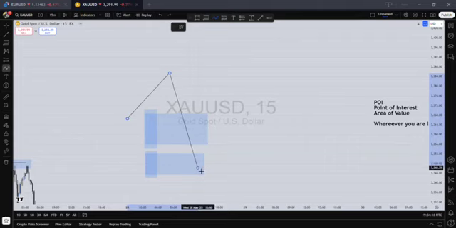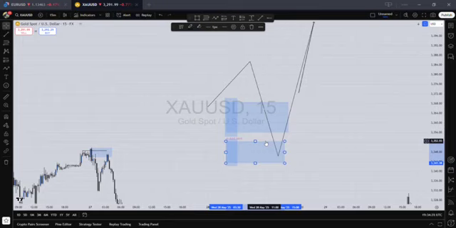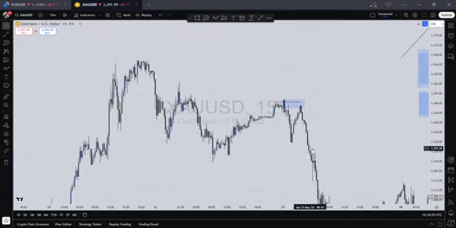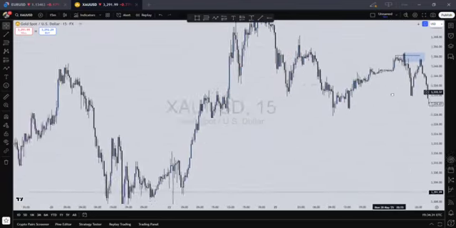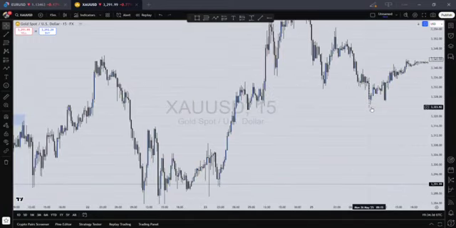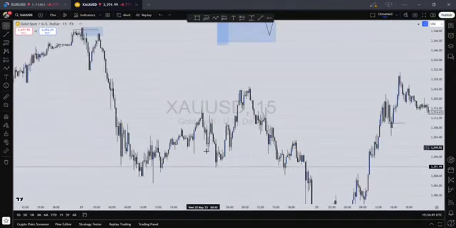This is where you should look at. This second one is the one you should look at first. Let me show you guys what I mean. If there is no inducement, there's no engineered liquidity, and there are two fair value gaps like that, and you don't know which one to pick, go for the lower one first. Look at an example here.